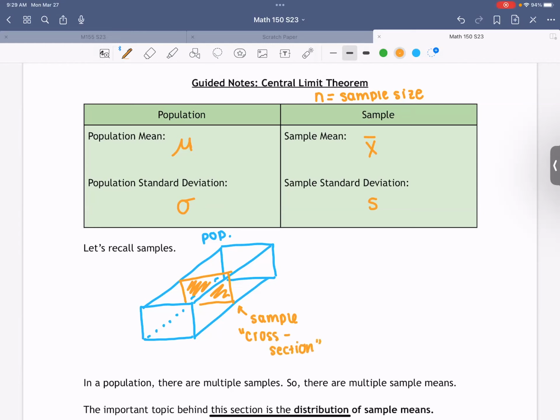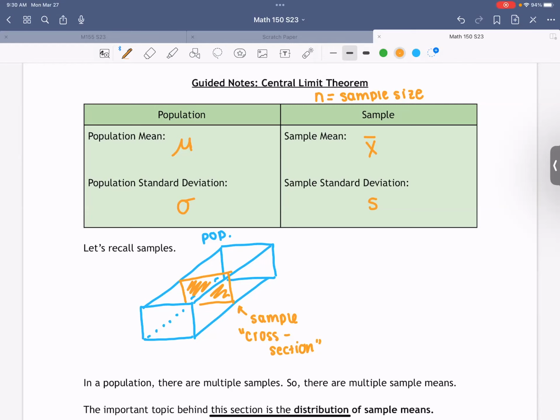Now, the thing about this is I said that this isn't a great representation of taking a sample from a population, because populations can be of all different sizes and shapes. So a sample doesn't always look like this, but let's just say we're in this situation, okay?